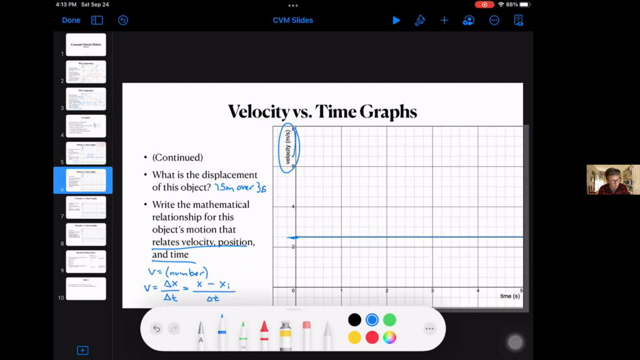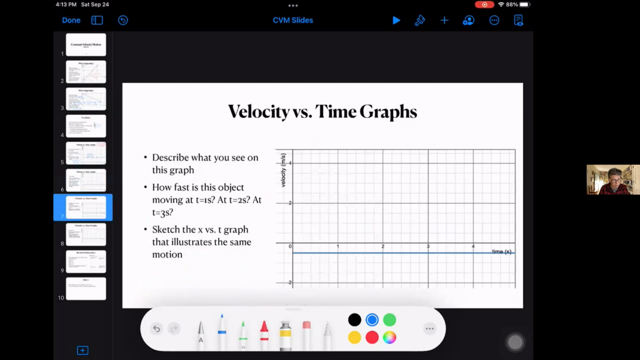All right, I think now is when we see a different example. What do you see on this graph? I'll give you a little wait time to think about the first 3 questions on here.